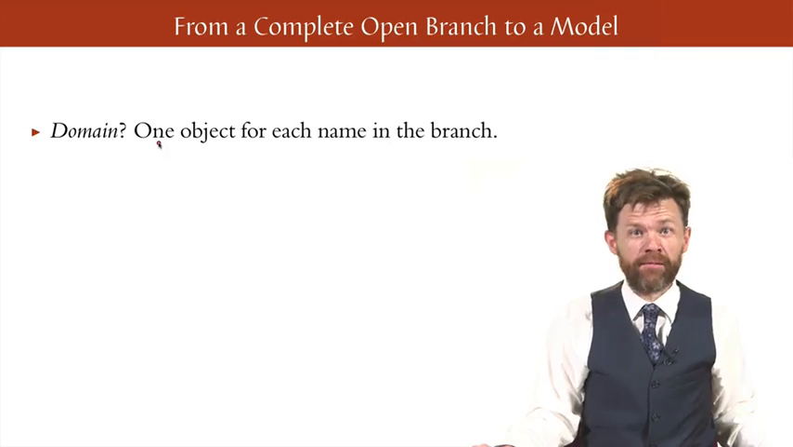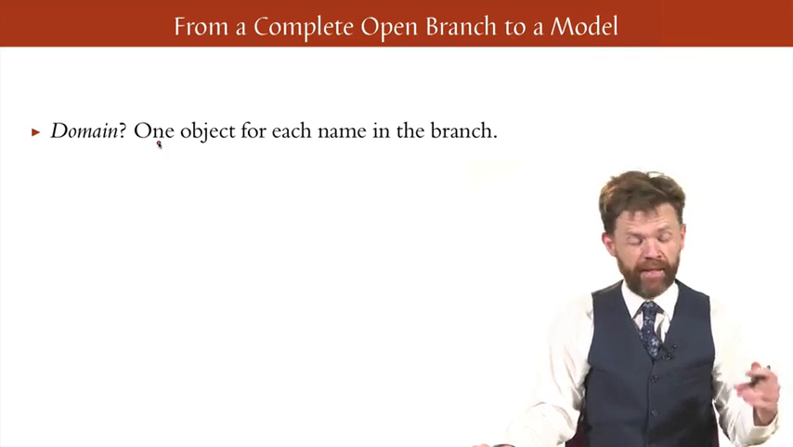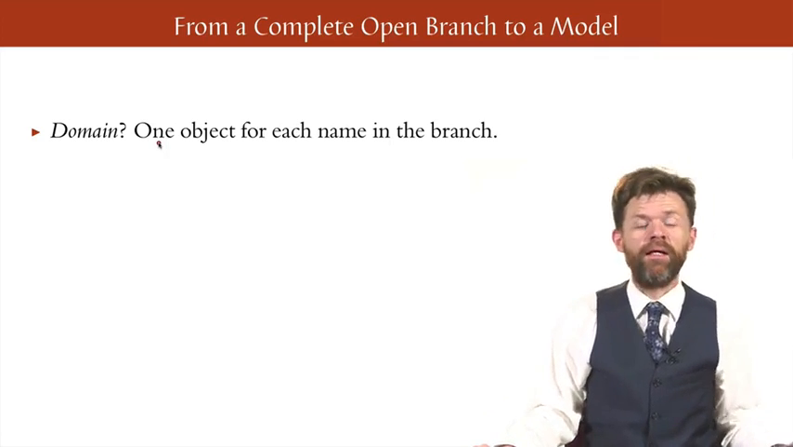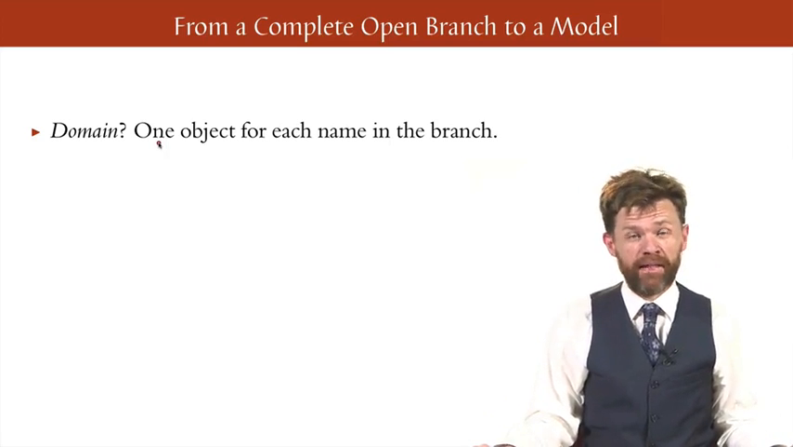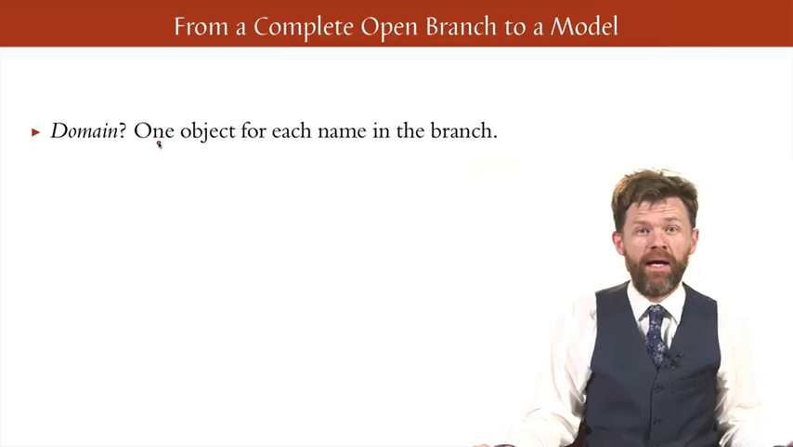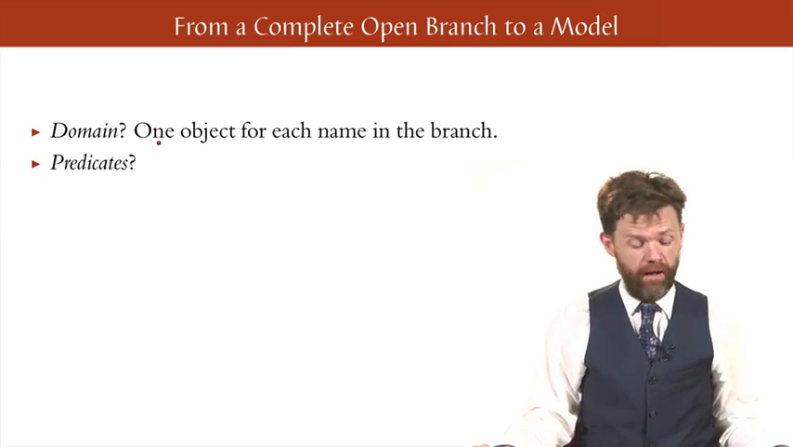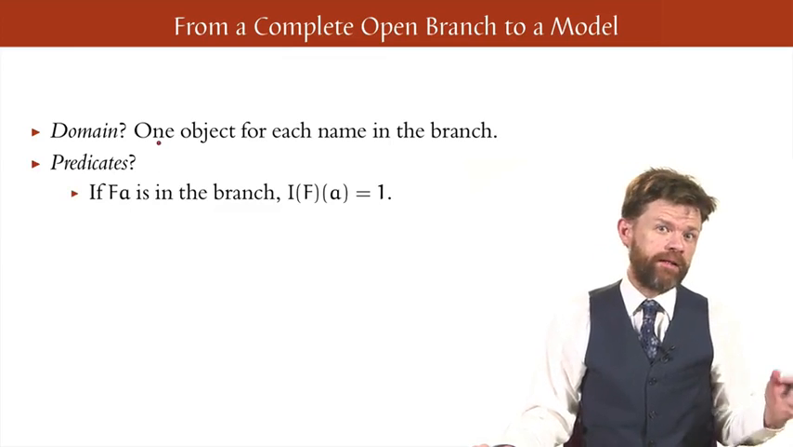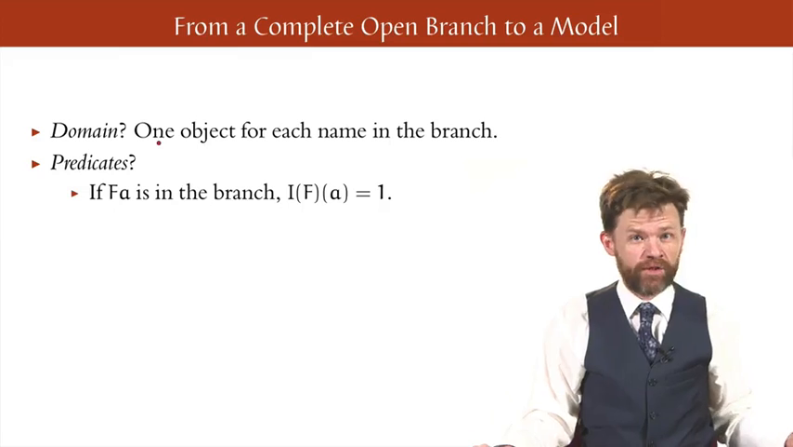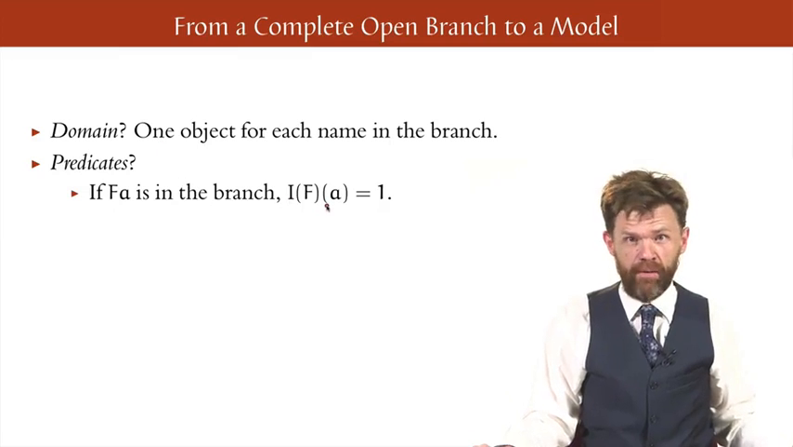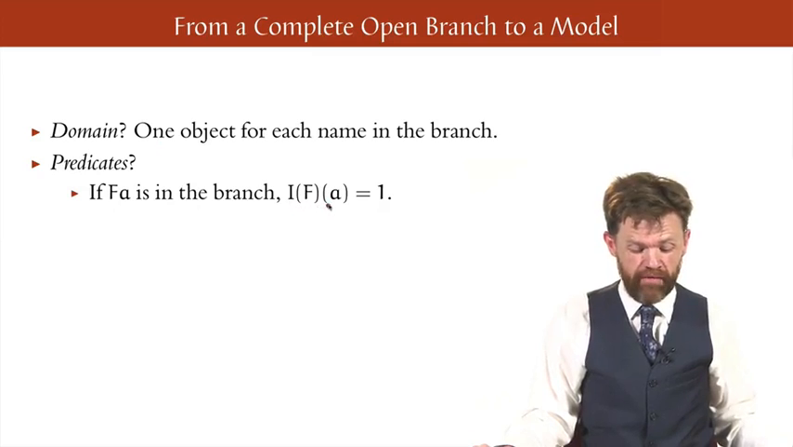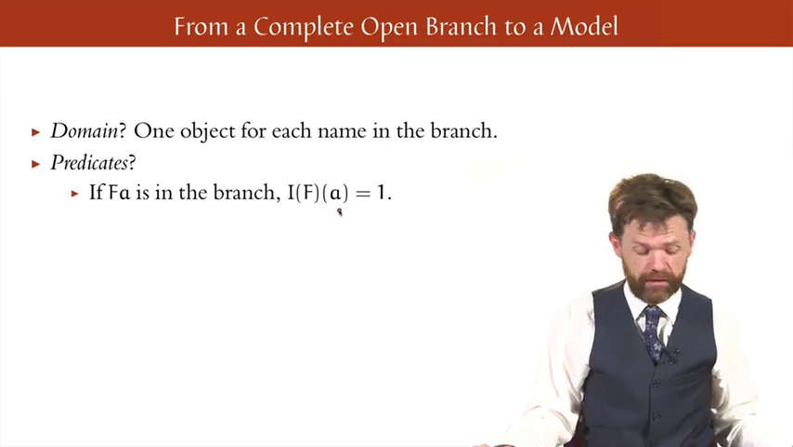Use the collection of names as the domain itself. The names were A and B, and we say the objects are A and B. This, in effect, makes every name in the tree a standard name, and it works just fine. For the predicates, if something like FA occurred in the branch, we interpreted F as applying to A. That's the one in the table for the value interpreting F on A. Having a 1 in that spot says that F does apply to A.